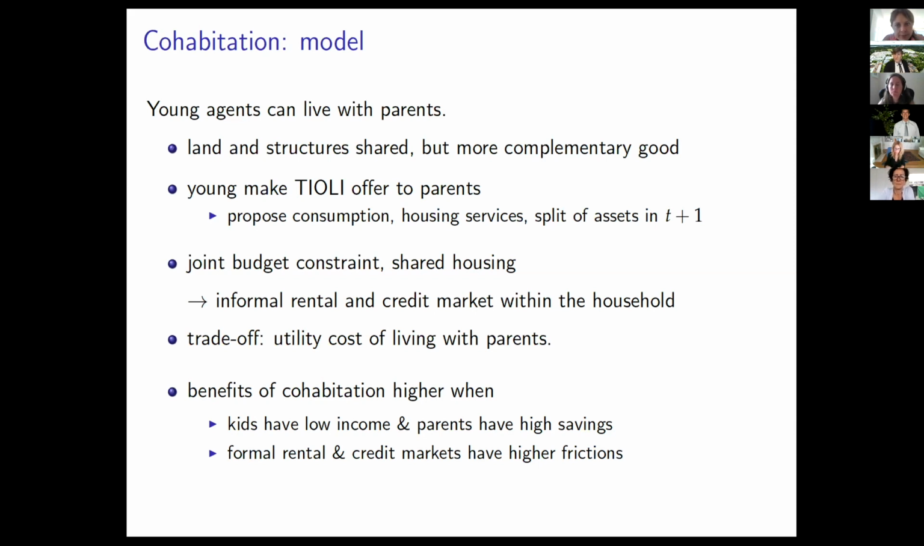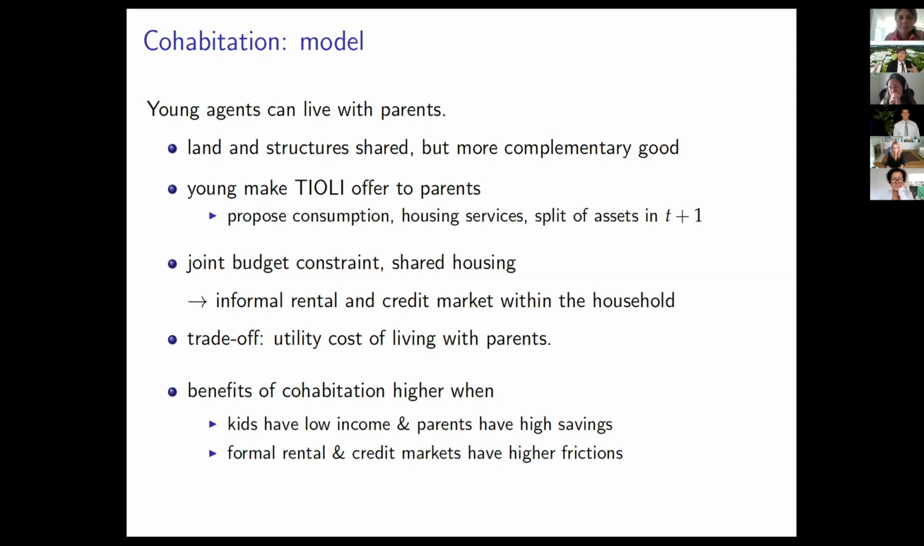So why doesn't everybody then live with their parents? Well, the reason is it's a little bit embarrassing to do so. More formally in the model, we're going to allow for an idiosyncratic utility cost of cohabitation, such that agents are going to move in with their parents if and only if the gains from doing so exceed that cost.